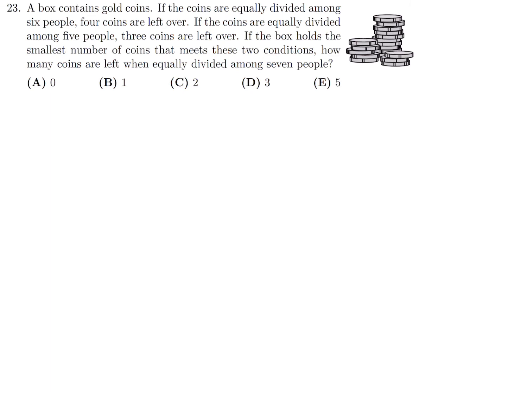So I'll let C be the number of coins, and if you divide the number of coins by 6, you get a remainder of 4. If you divide the number of coins by 5, the question says you get a remainder of 3. Okay, so let's first concentrate on this. Let's try to get a value for C. Well, the smallest possible value for C that gives a remainder of 4 is 10, right?